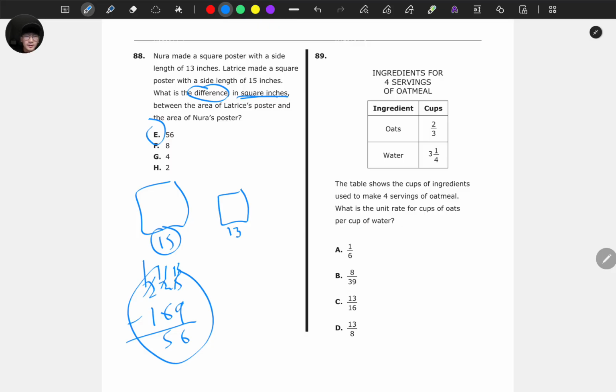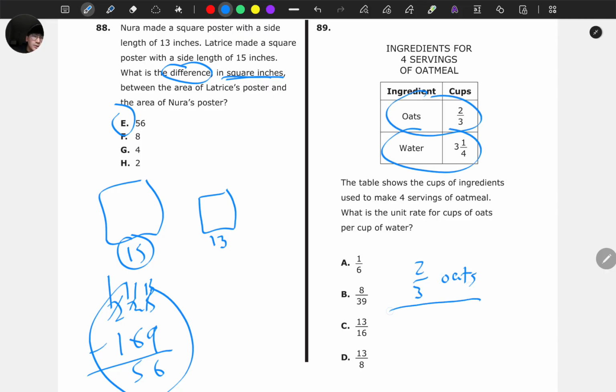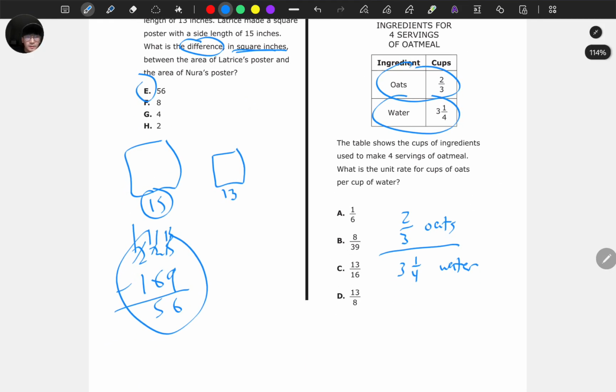Okay, so for cups of oats per cup of water, here the ratio is going to be oats to water. So it's going to say like 2/3 oats over 3 1/4 water. So what is the unit rate for cups of oats per cup of water?